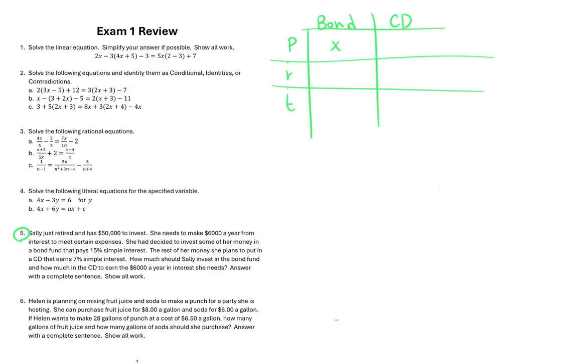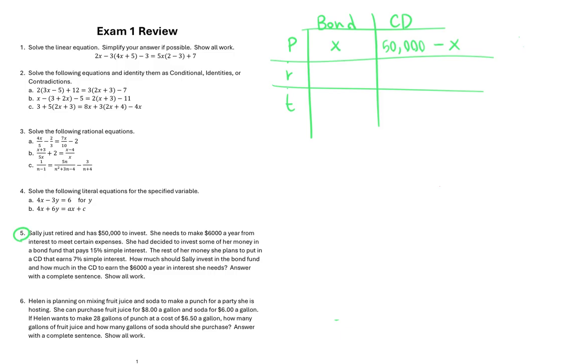So then how much would Sally have to invest into the CD so that if I add X and the amount in the CD, I get 50,000? Well, I would need 50,000 minus X. Okay, so I add those together. That's just maybe a different way to think about it.